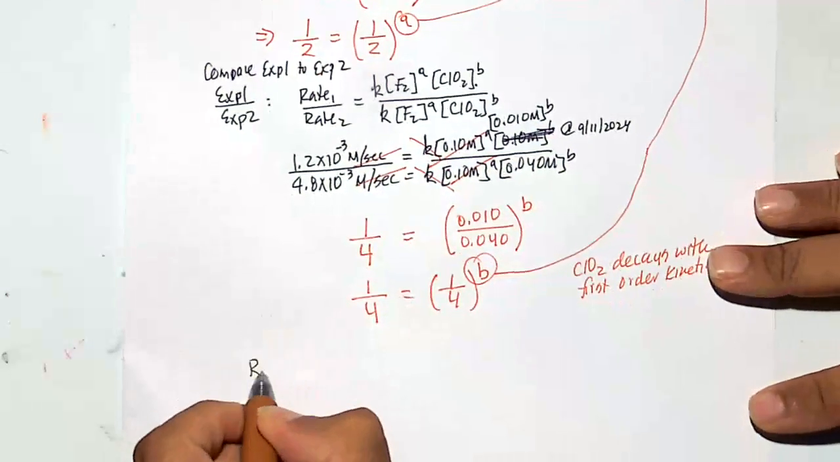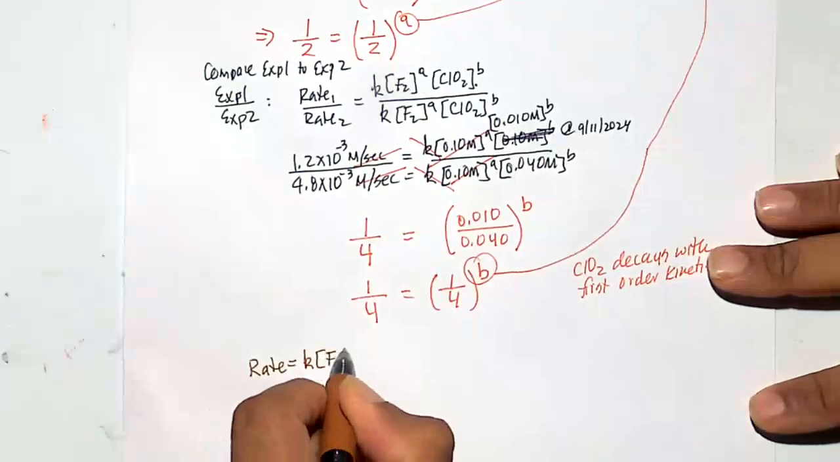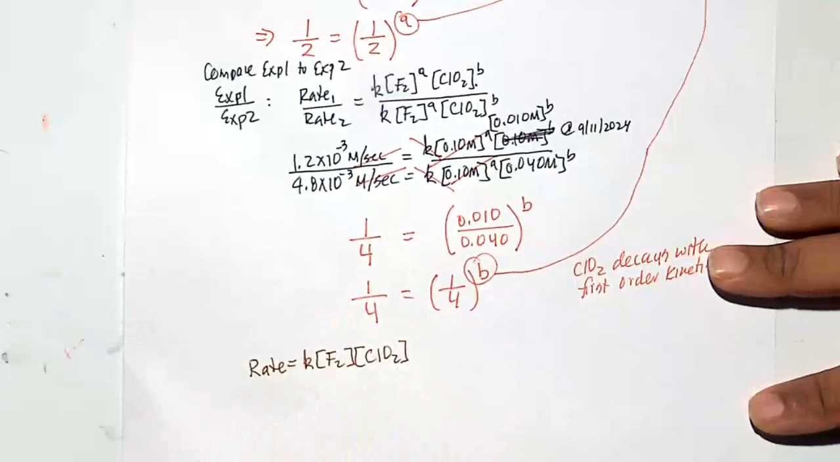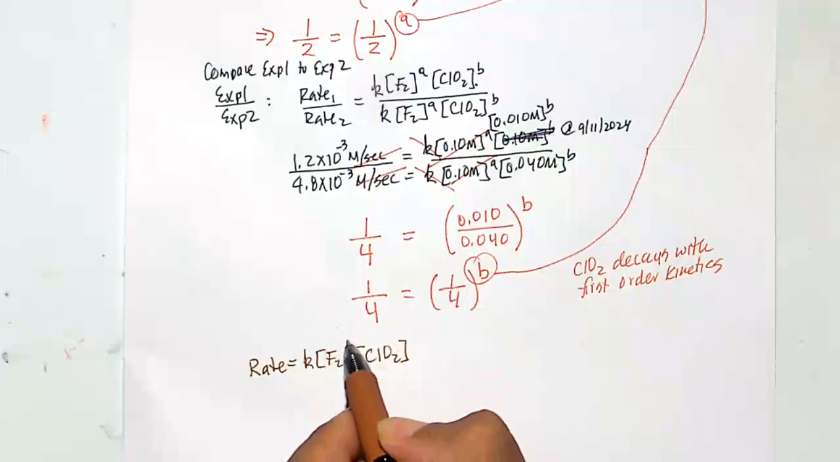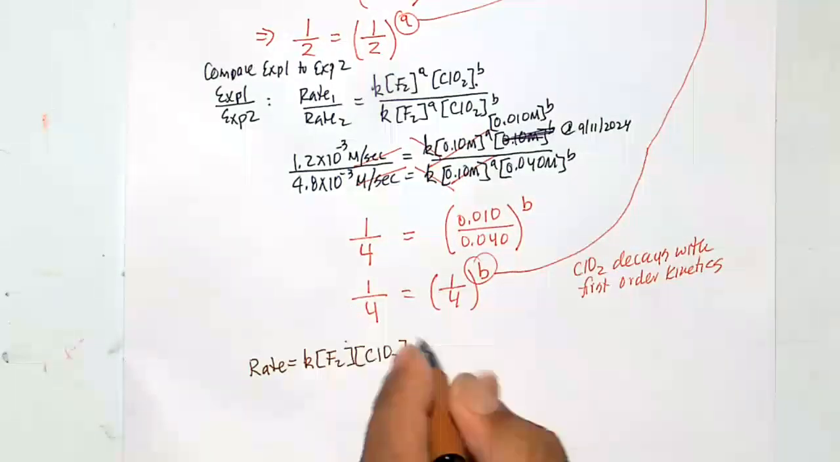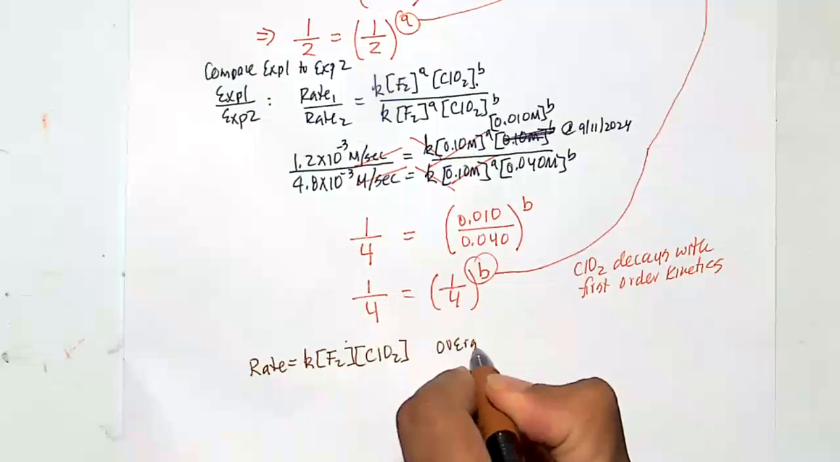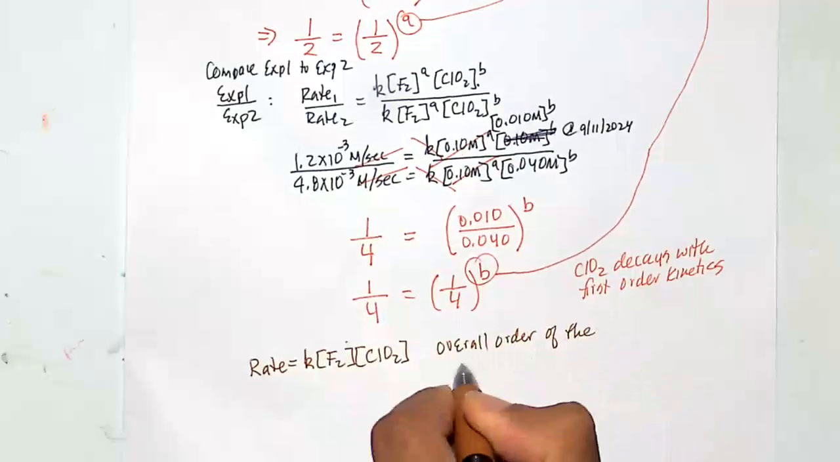All right. So our rate law here is rate equals k times F2 raised to the first power times ClO2 raised to the first power. The overall order of the reaction is 2. This is 1, this is 1, so the overall order is, what's 1 plus 1? 2. So the overall order of the reaction is 2.